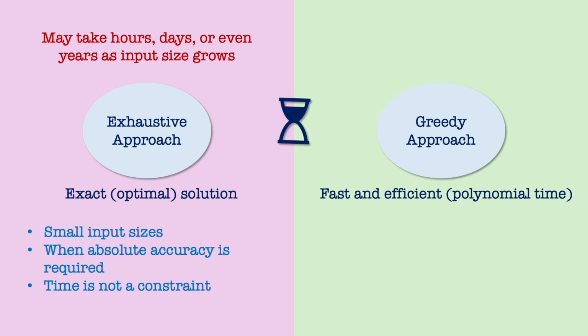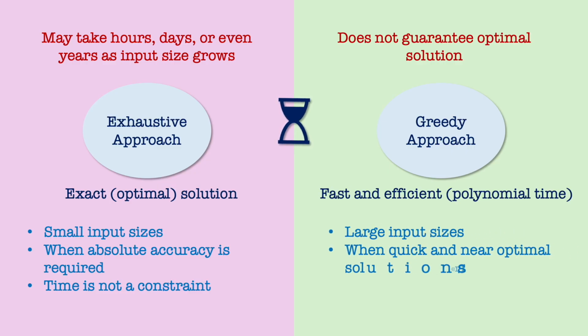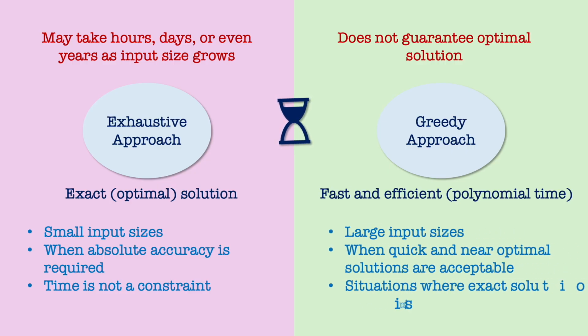The greedy approach is fast and efficient and gives a near optimal solution in polynomial time. However, it does not guarantee an optimal solution. For large instances where finding the exact solution is impractical, we prefer the greedy approach. When a quick and near optimal solution is good enough, greedy is the way to go.